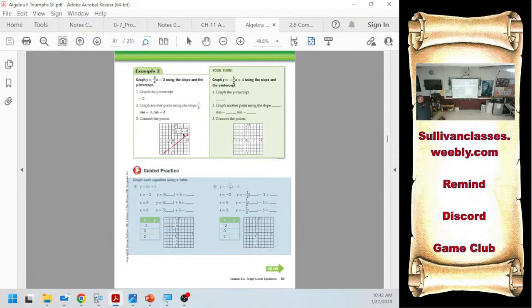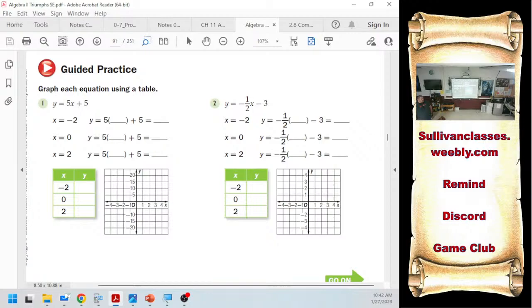So, these ones are by table. Show me that you still can do by table. They even gave you the table. It's not that hard. Show me that you can do basic arithmetic and plot by table.